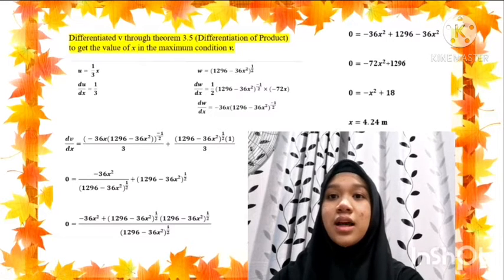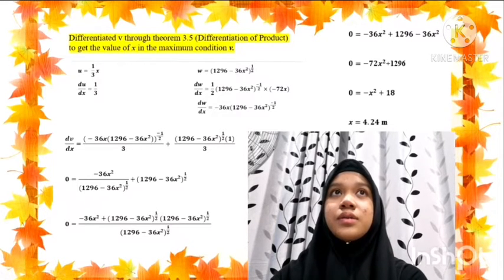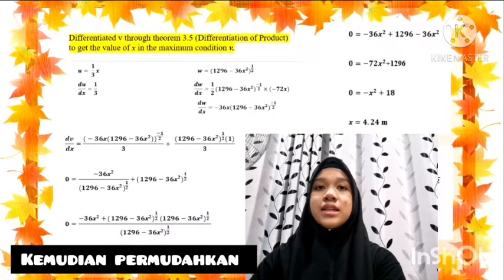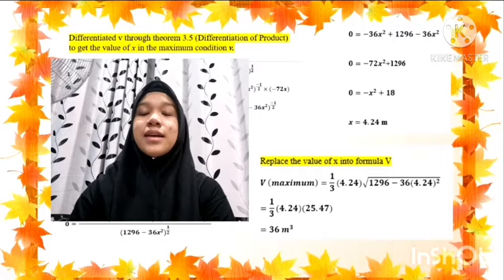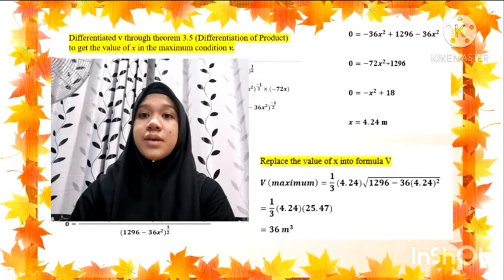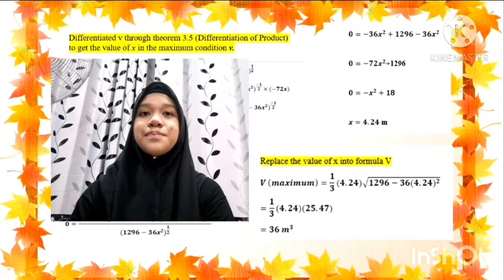Okey, seperti mana yang kita tahu, kalau dV per dx tu maksimum atau minimum, dia sama dengan kosong. Jadi kita letakkan kosong. Sepatutnya dapat dua nilai. Kenapa ambil x sama dengan 4.24 sahaja? Sebab dalam soalan dia minta V maksimum. Jadi kita ambil nilai yang positif saja.